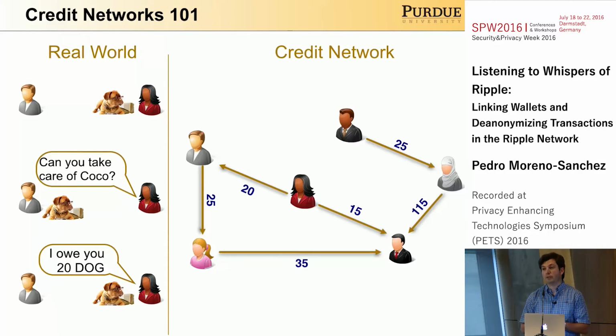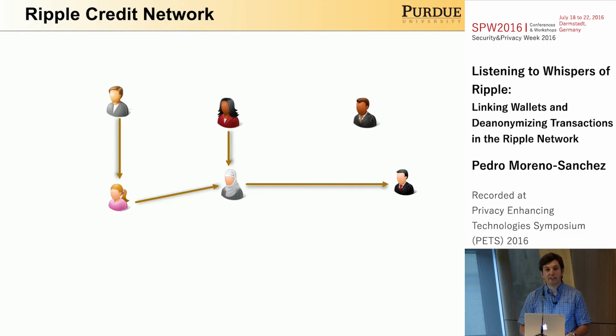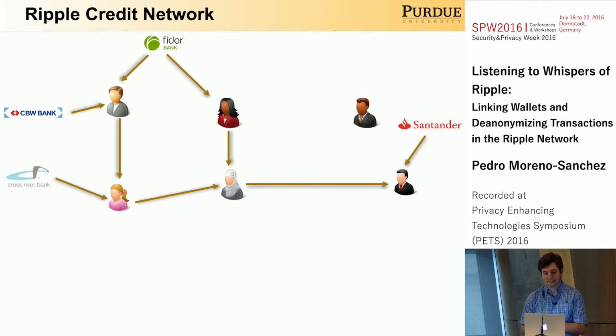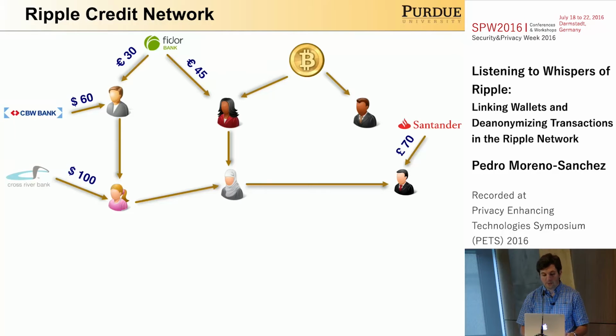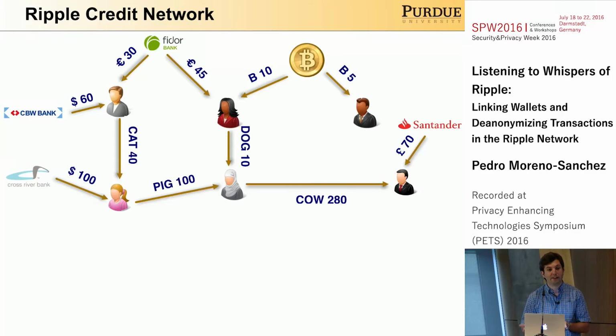In this work, we focus on the Ripple credit network. The key idea here is that the accounts represent not only users, but also banks like CBW and Cross Rivers in America. We also have here in Europe the case of Fider and Santander. Ripple also has Bitcoin gateways that allow the integration of Bitcoin into the Ripple network. In this manner, Ripple supports several currencies. In Ripple, we have fiat currencies like euros, dollars, pounds. We also have cryptocurrencies like Bitcoin. And it's even possible to have user-defined currencies like dogs, cats, pigs, or whatnot.